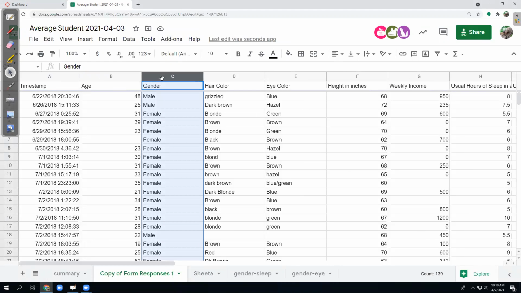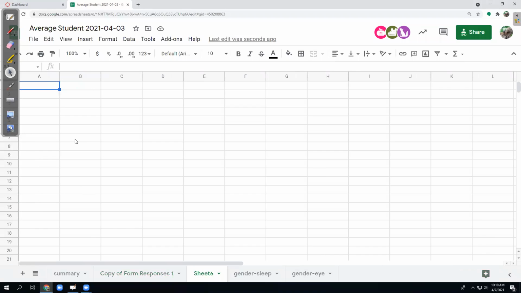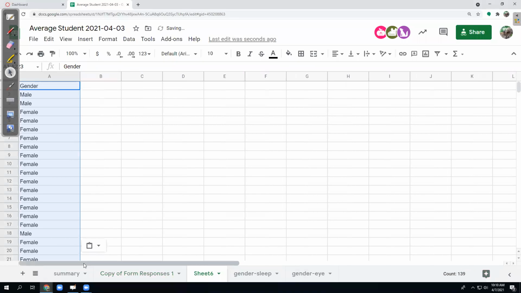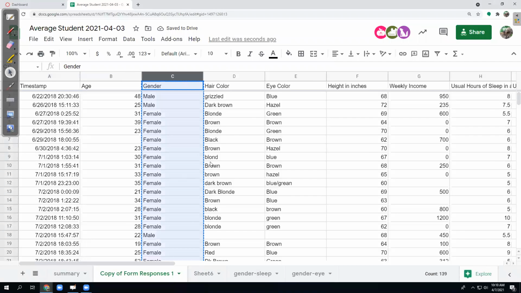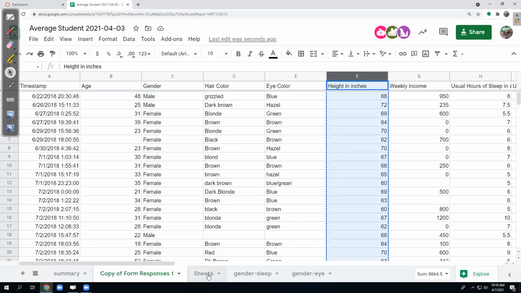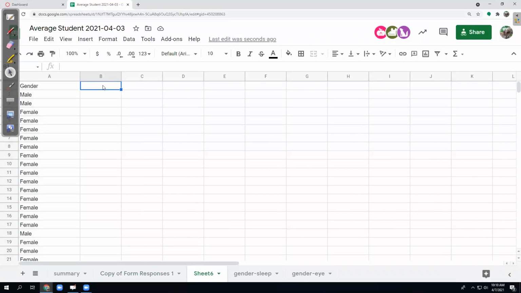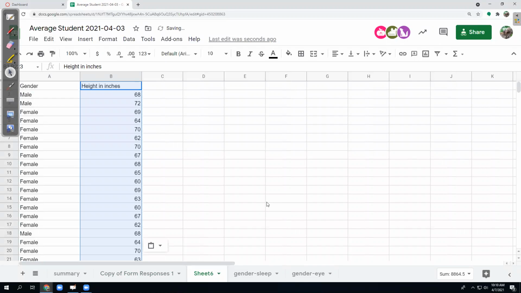So I'm going to grab the genders, which we'll look at in a little bit, and then let's copy that in here. And then I want the heights. And don't quite make your copy yet. We need to see if we have to clean this up a little bit.